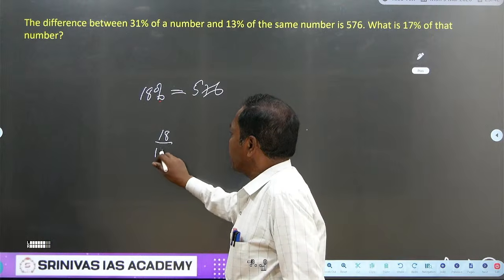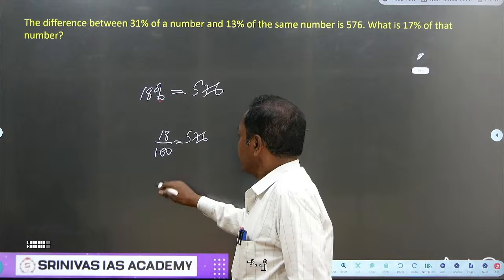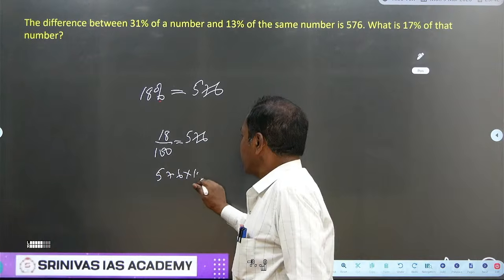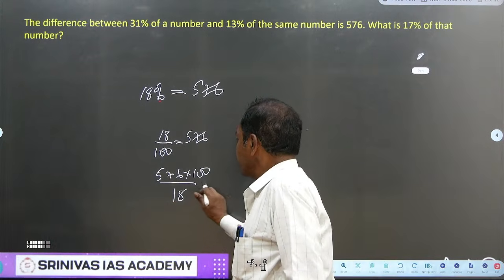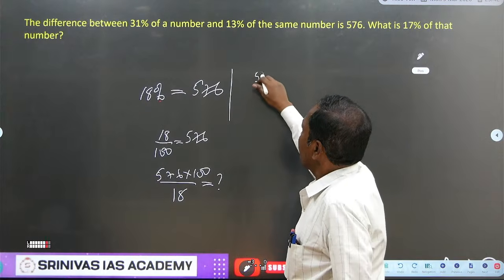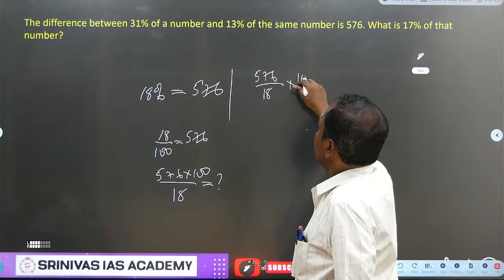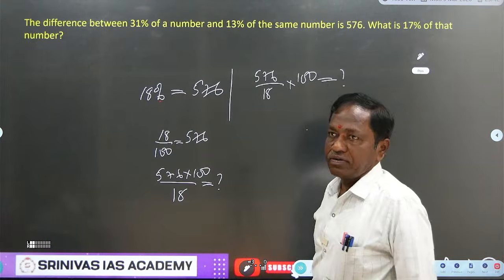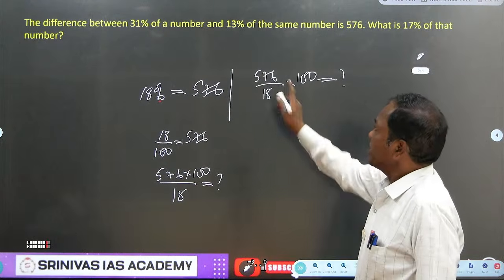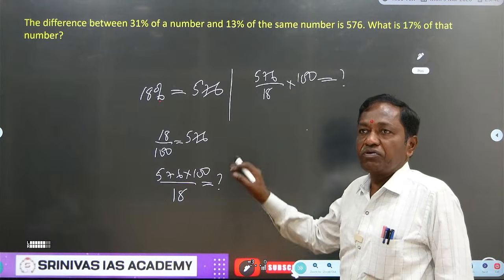This is the original pattern of solving, but this should be avoided. Again, what happens? The next step is what? 576 by 18, you will do like that. This method should be avoided. Straight away you can do 576 by 18 into 100. Straight away. That's all. You will end up getting it like that only, the calculator way. This is how we work it out on the calculator.